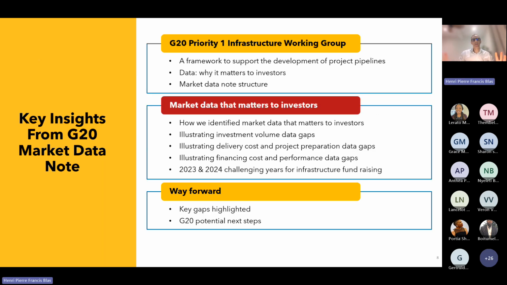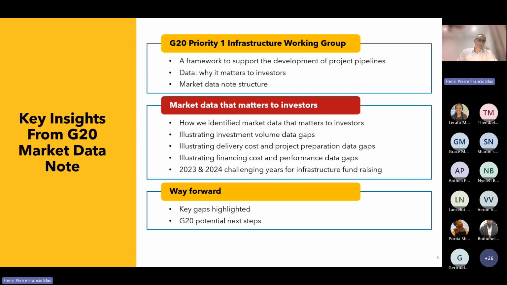All right, so that was very quickly what we're trying to achieve and how the market data notes fit within the entire priority one of the infrastructure working group this year. Like I say, I think in a month's time, you'll get the entire framework and all the notes working together and available online. But at the moment, you have those two notes on data.